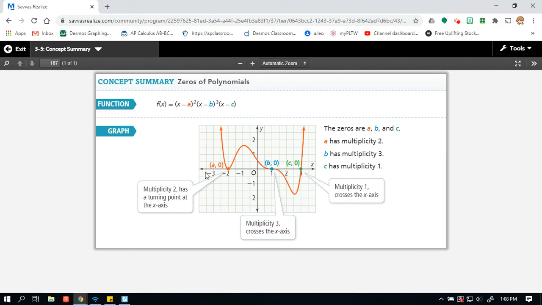And then we have the concept summary about multiplicities. We have it about the functions a, b, and c, what the graphs look like, how to interpret the graph, what the graph is actually saying, the end behaviors, leading coefficients, and degrees.